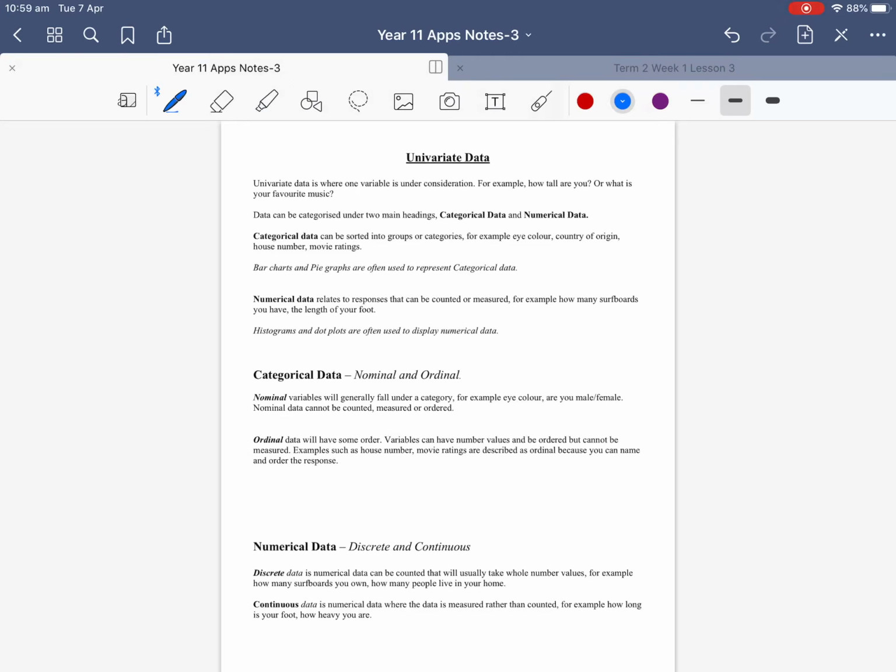Univariate data considers one variable only. And what we mean by this is if you're going to ask people about their heights or how many kids in their family, you're asking them to respond to one thing only. That's why it's called univariate data.